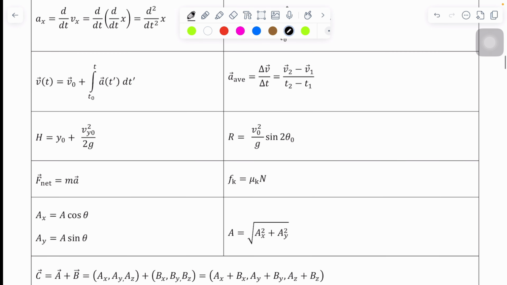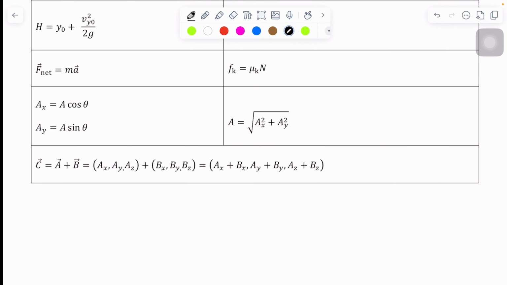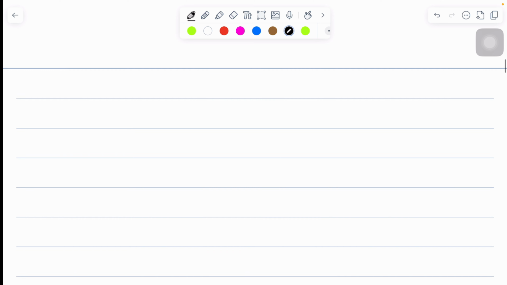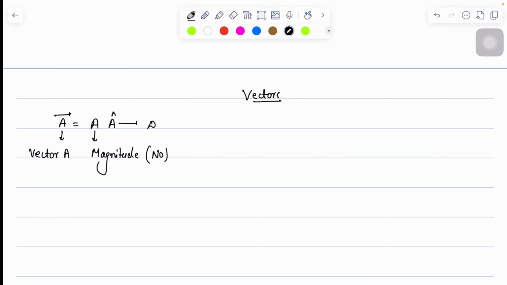Before going to start question number 1, I'm going to tell you some basics of how you are going to solve vectors and which points you need to focus on. First thing, what is the meaning of a vector? Let's say vector A, written A cap. This is called your vector A. This is called your magnitude. Magnitude means number. And this gives you direction. Till here clear? Okay, fine.